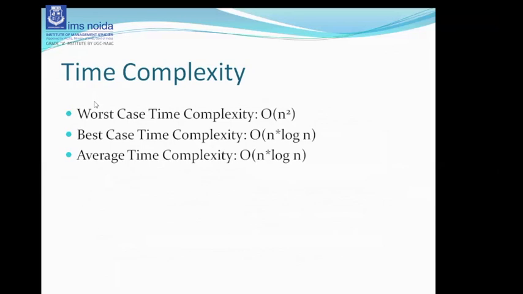Let's see what the time complexity of quicksort is. Obviously, there are three cases as in other algorithms: worst case, best case, and average case time complexity. The worst case time complexity of quicksort is O(n squared). The best case time complexity is n log n, and the average case time complexity is 2n log n. But in the worst case, it becomes n squared.